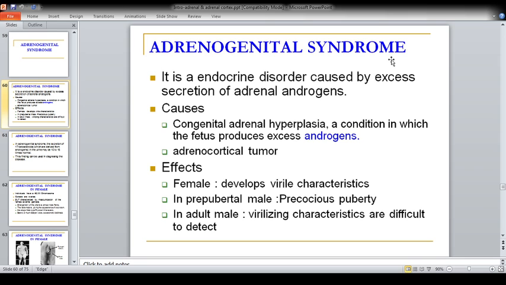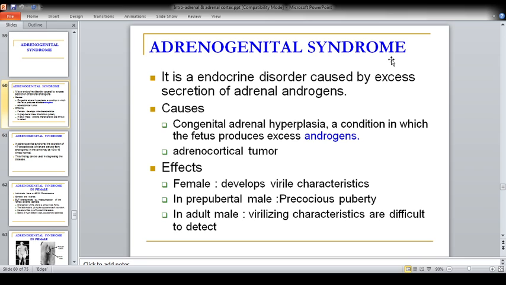If an adrenocortical tumor is present, or congenital adrenal hyperplasia is present in a female, she would develop virilizing characters. That is, she would develop characters that are typically seen in males.